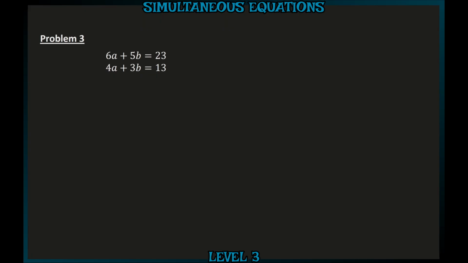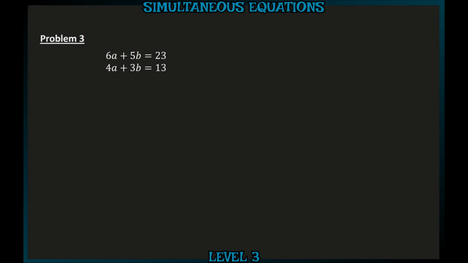So looking at the a's, we could multiply the first equation by 4 and the second equation by 6, and we would then have 24a in both equations, so we could eliminate the a's. Alternatively, we could look at the b's, and we could multiply the first equation by 3 and the second equation by 5, and we'd then have 15 b's in both equations, and we could eliminate the b's.